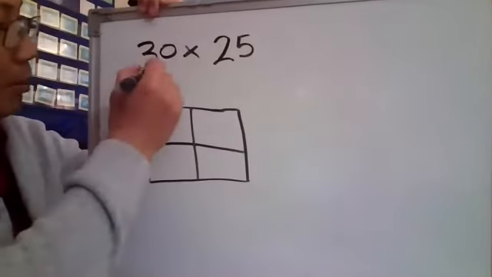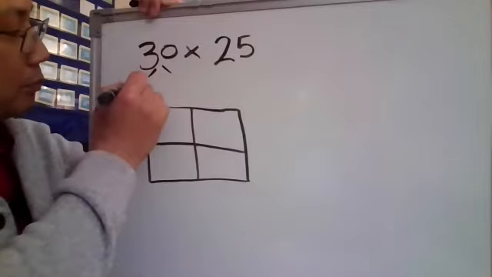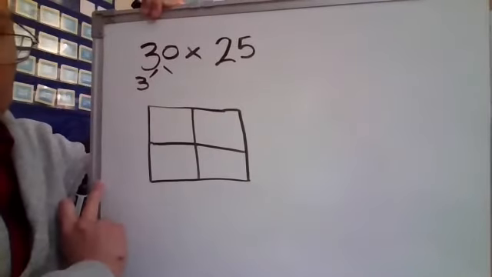Here we go. Break down 30. 30 will become 3.